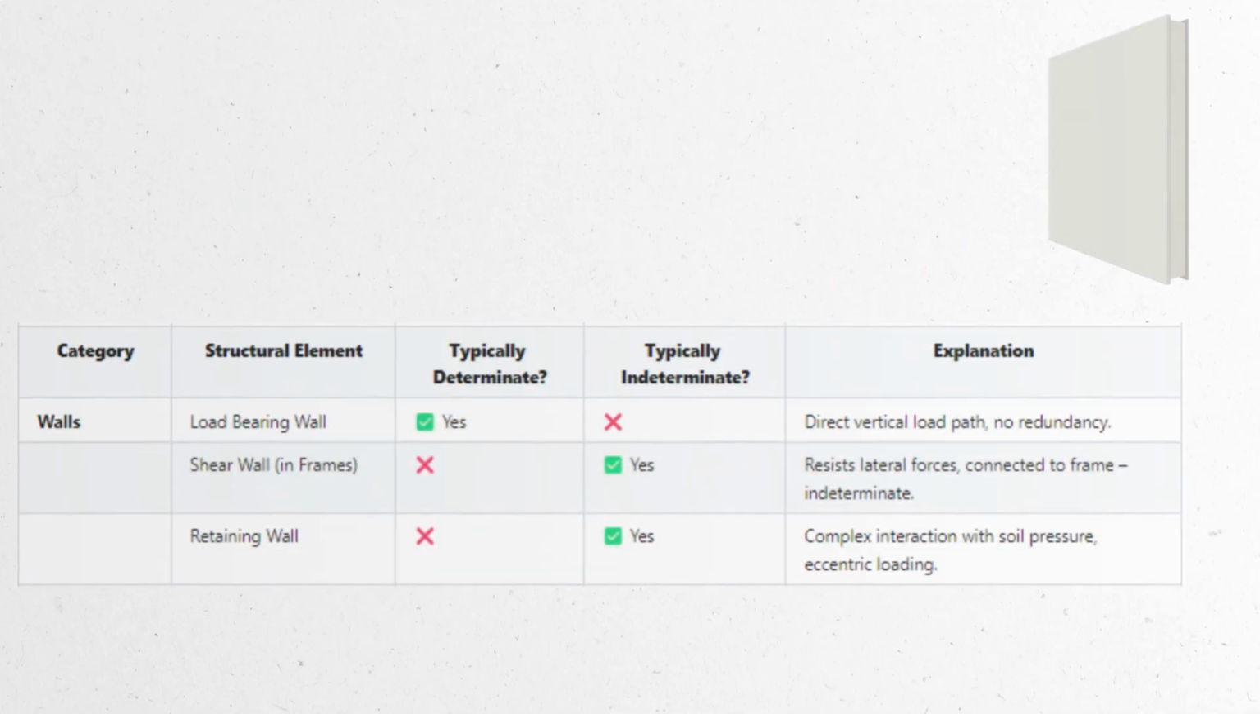Walls. For structural walls, determinacy depends on continuity and boundary conditions. Load-bearing walls in isolation can be determinate. But in real buildings, walls interact with slabs, beams, and frames. This interaction introduces additional force paths. So most structural walls are statically indeterminate. This allows walls to redistribute load during cracking or settlement.